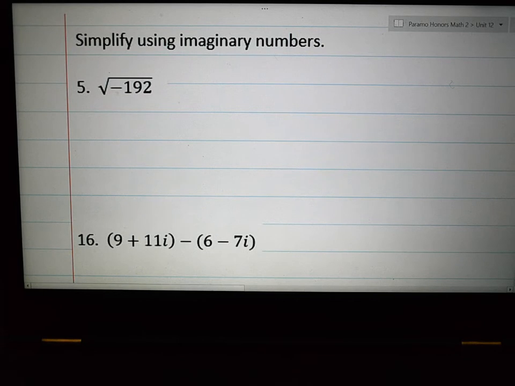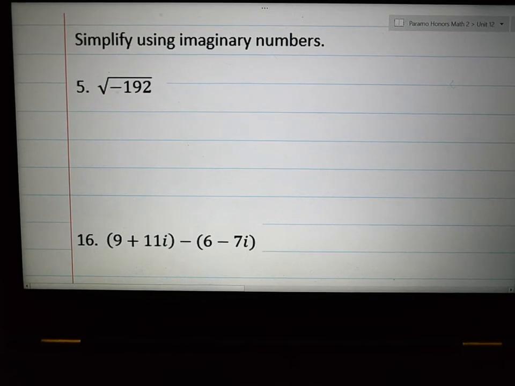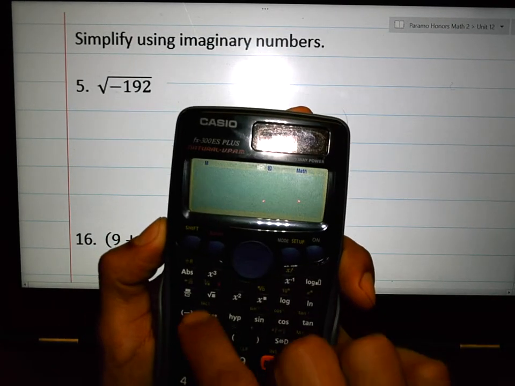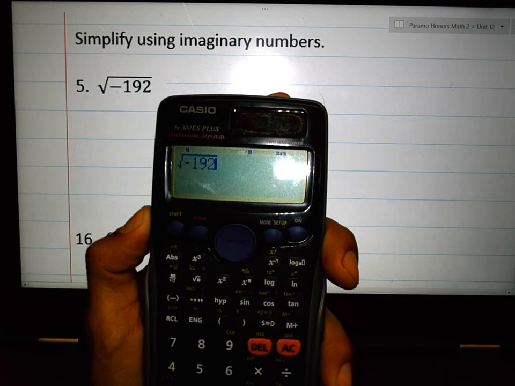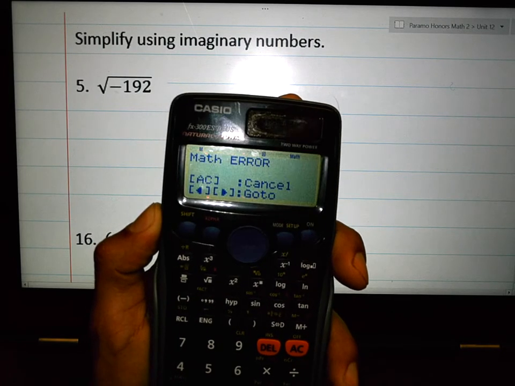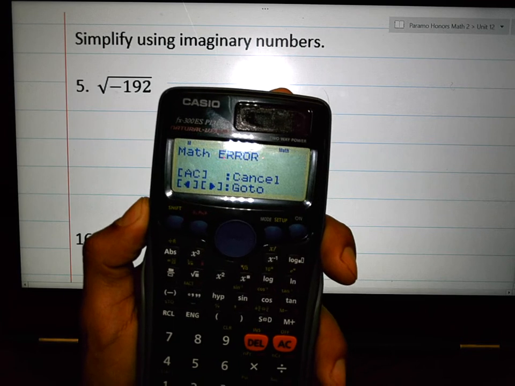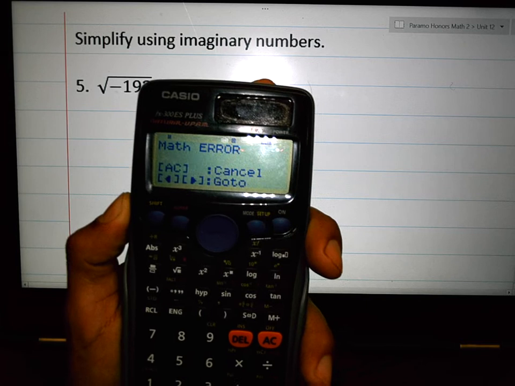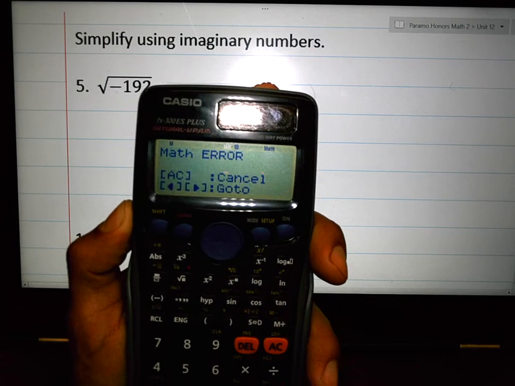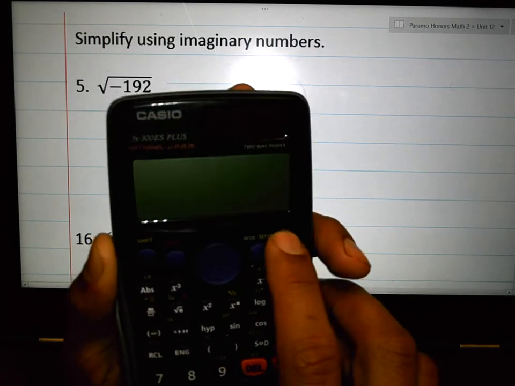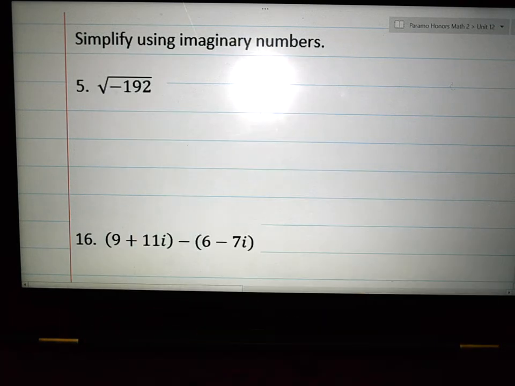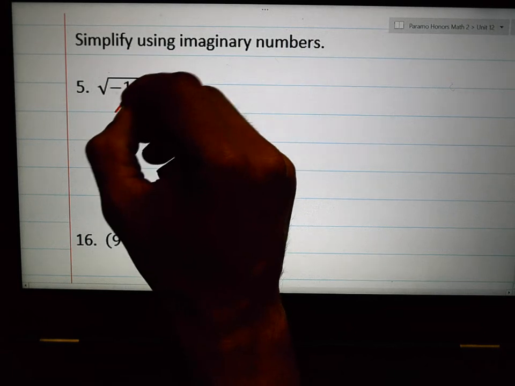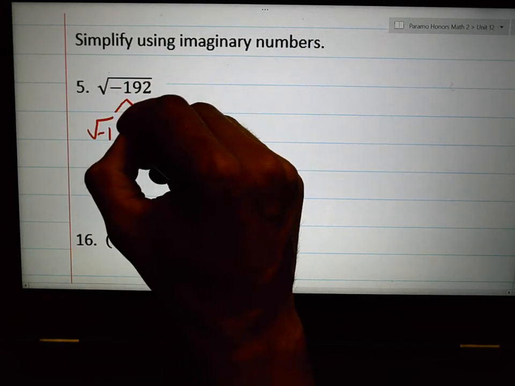The first thing I want to point out to you is that if you were to try to square root negative 192 on a calculator, your calculator would say math error or syntax error. The reason why? It doesn't exist. It knows there's no real number that I can give you that is the square root of negative 192. So we are going to break this apart into its imaginary components and its real components.